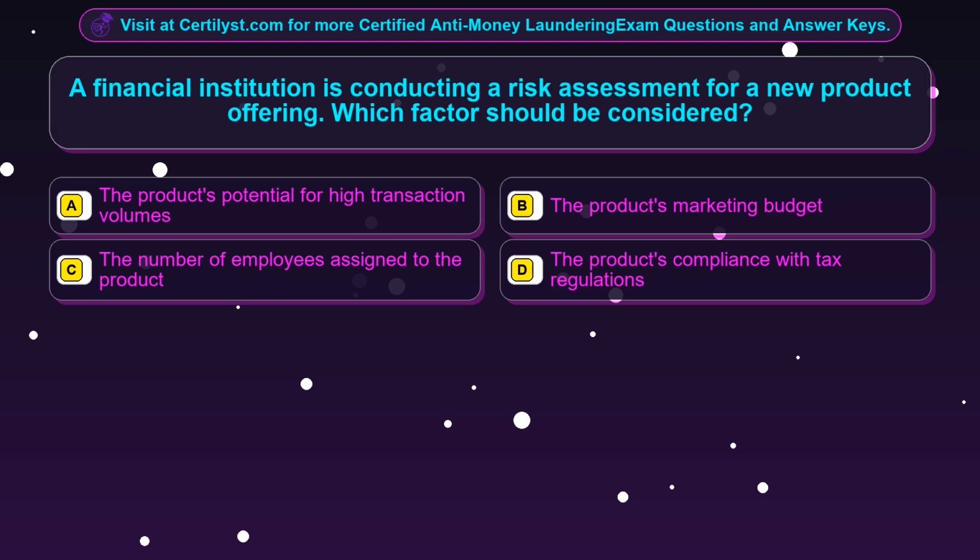Option B. The product's marketing budget. Option C. The number of employees assigned to the product. Option D. The product's compliance with tax regulations.